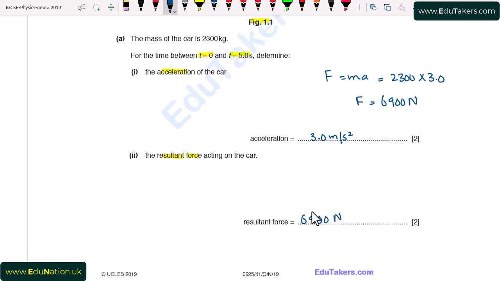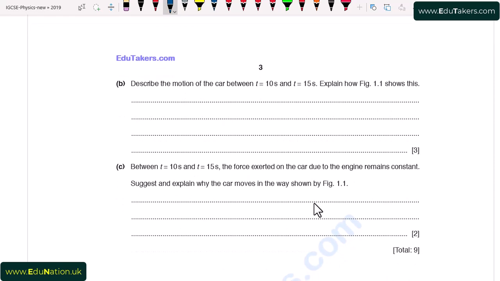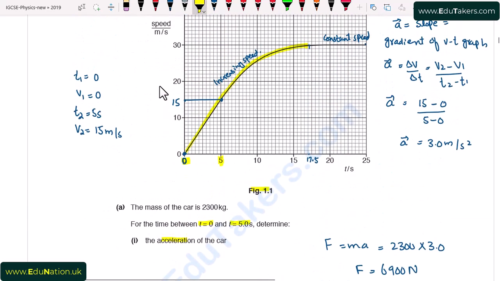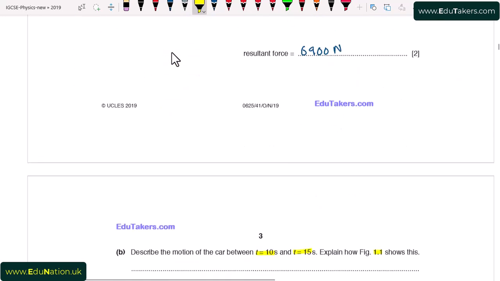Going towards the next part. Part B. Describe the motion of the car between t equal to 10 seconds and t equal to 15 seconds. Explain how figure 1.1 shows this. So here we have to describe the motion of the car between t equal to 10 to 15 seconds. First of all, we find where time t is equal to 10 and 15. So this is time 10 and it is 15. Here we have to describe its motion.